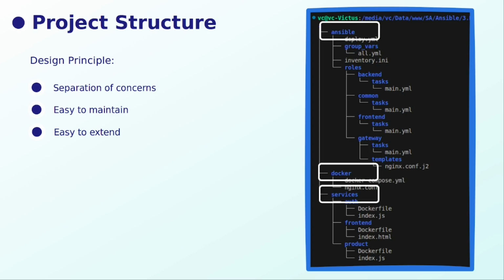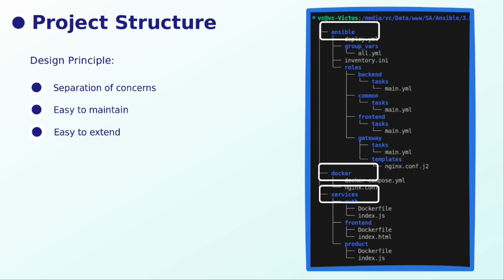Project structure. Organized, modular. The project is organized into three main directories: Ansible, Docker, and services. Each directory has a clear responsibility. Ansible contains the automation scripts for deployment. Docker defines how containers are built and run. Services contains the actual application code.